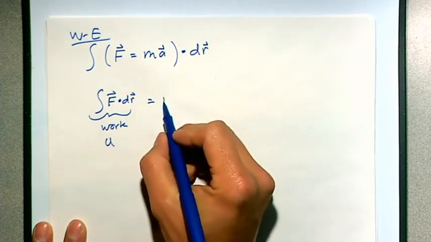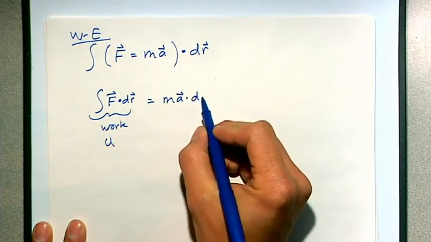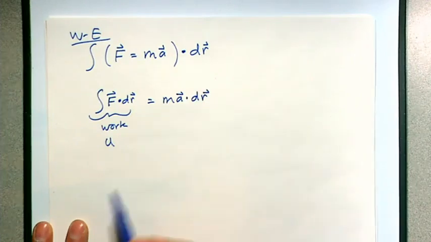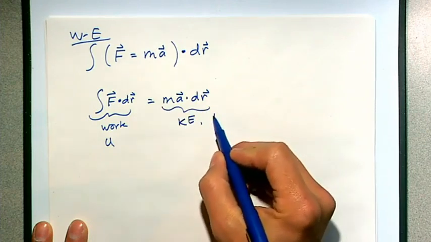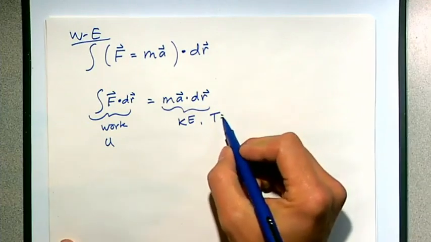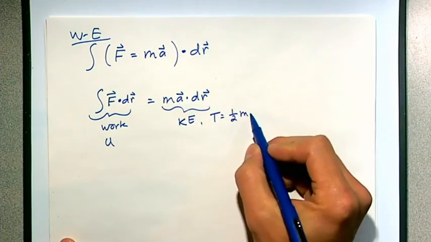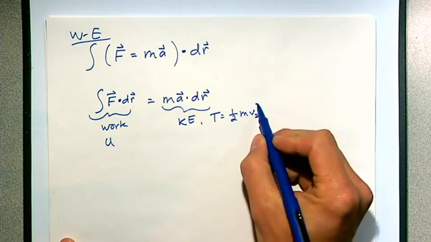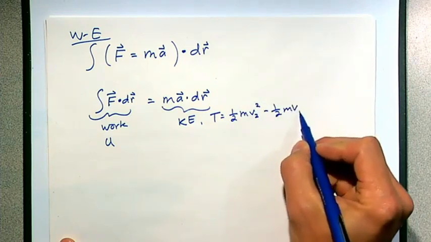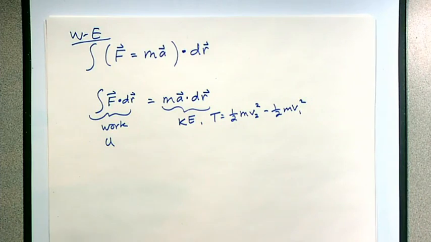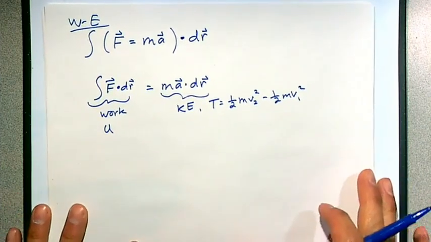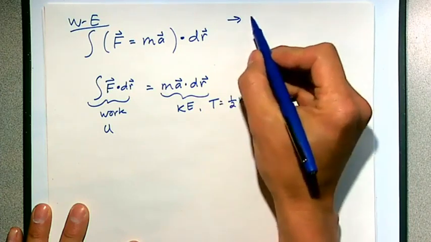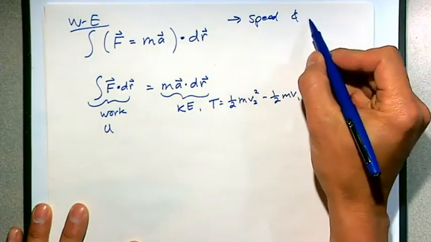The other side, m acceleration dot dr. We played with this a little bit, but it was a kinetic energy T. You had half m v2 squared minus half m v1 squared. So all we did, we started with F equals ma. We integrated it over the distance. And we got something that was pretty nice to work with. So these problems were good for speed and position.